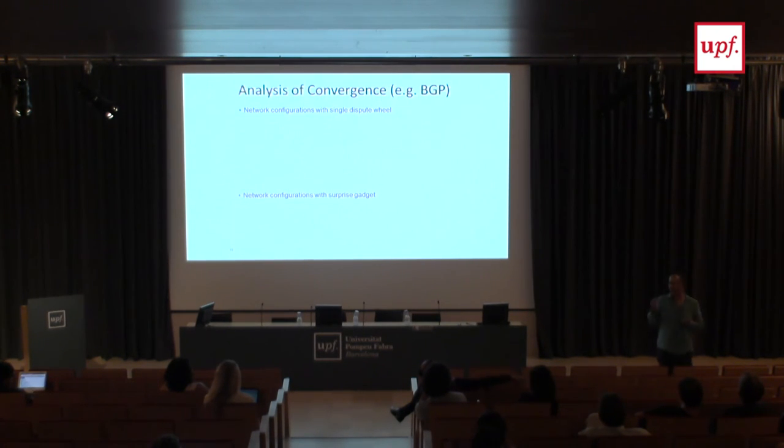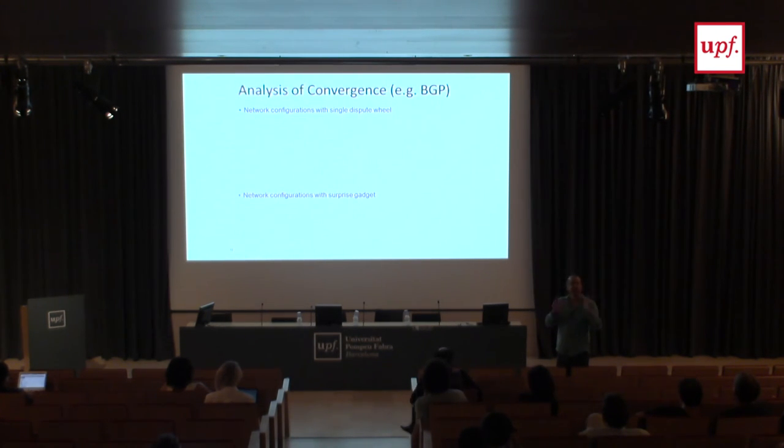What has been proved is that there is a sufficient property of the network configuration that ensures there is no divergence, that the system will always converge. The sufficient property is that a particular topology, which they call the dispute wheel, doesn't exist. It's not important to know how a dispute wheel works. What is important is that if the network doesn't have this dispute wheel, the system will converge. The thing is that it is only a sufficient condition. If the dispute wheel is there, you don't know what is going to happen, and it's very difficult to check.